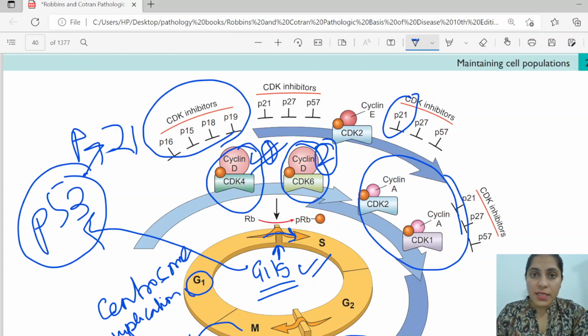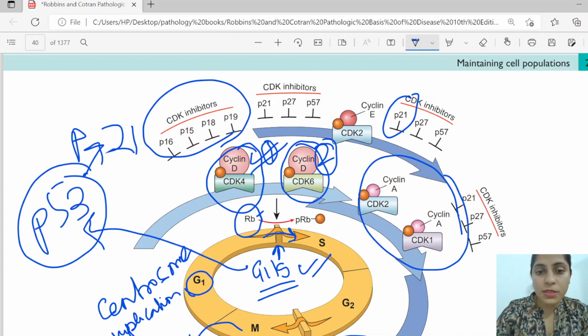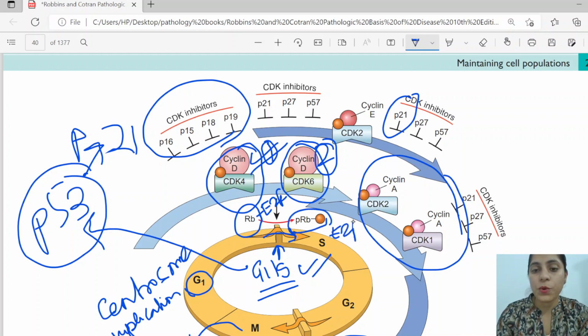So now we will see, if it is past the repair mechanism, how it gets further into the cycle. There is one thing known as retinoblastoma. This retinoblastoma is normally bound to E2F. When cyclin D with CDK4 regulates its phosphorylation, and retinoblastoma is phosphorylated, it leaves behind E2F, that leads to progression of the cycle from G1 to S phase.